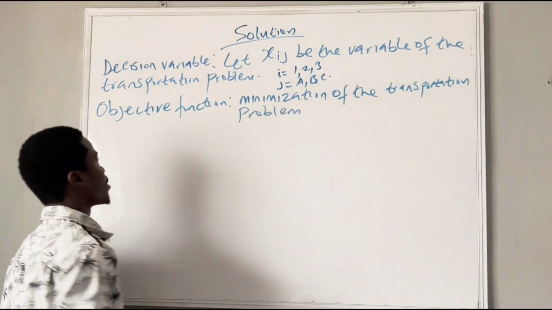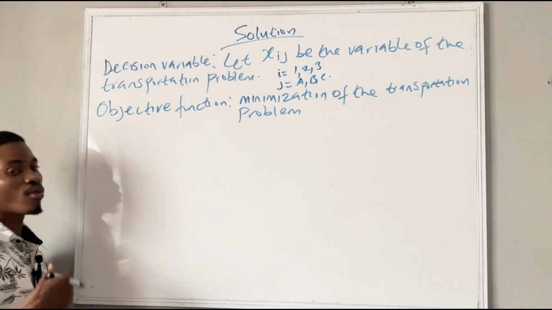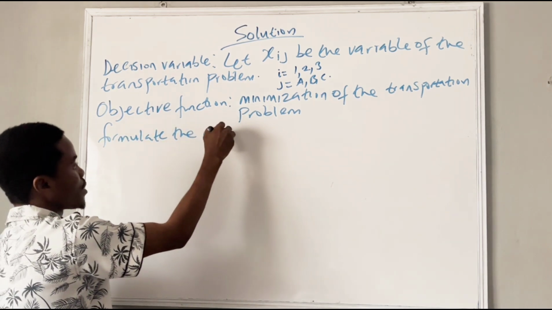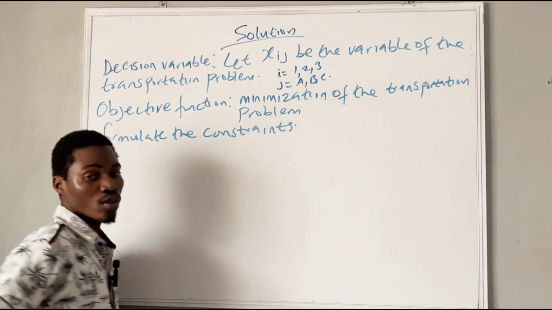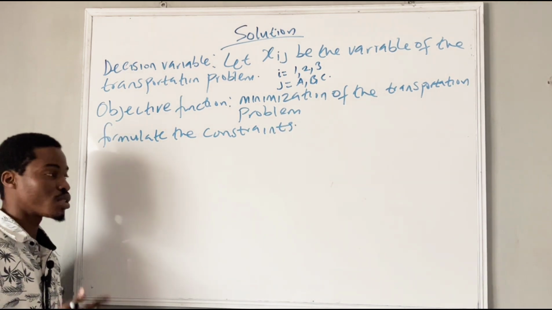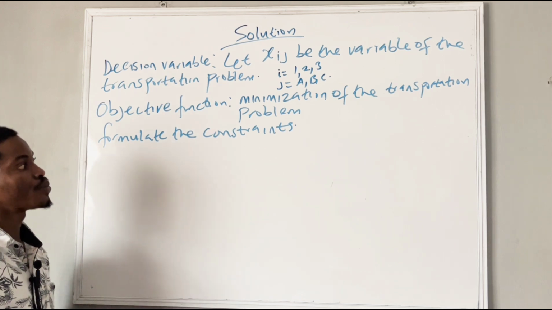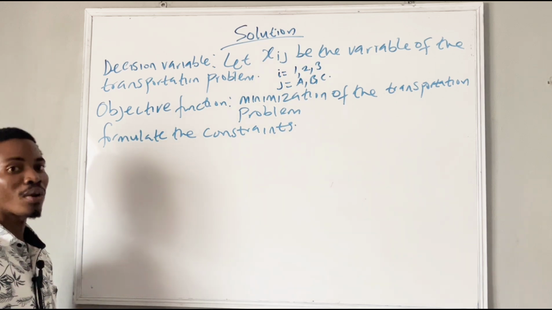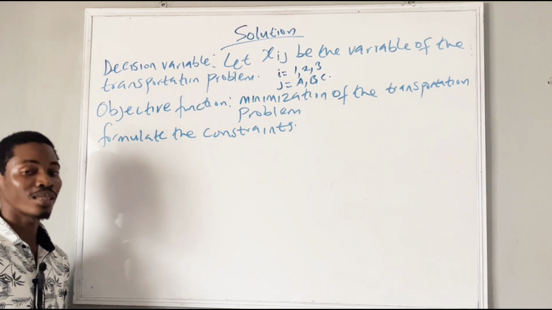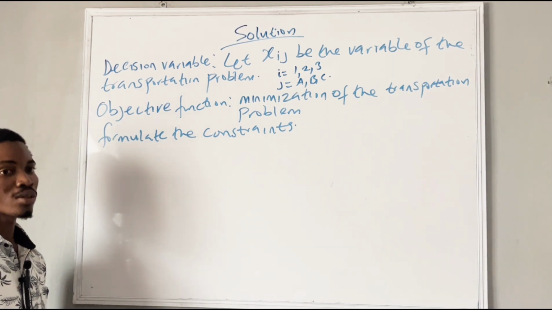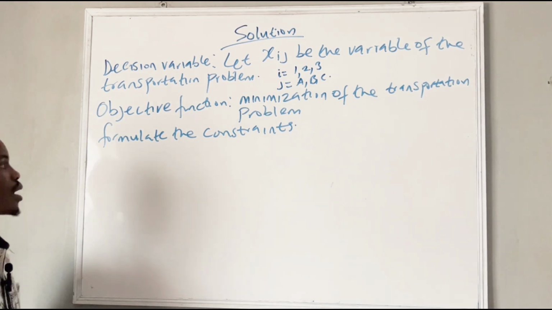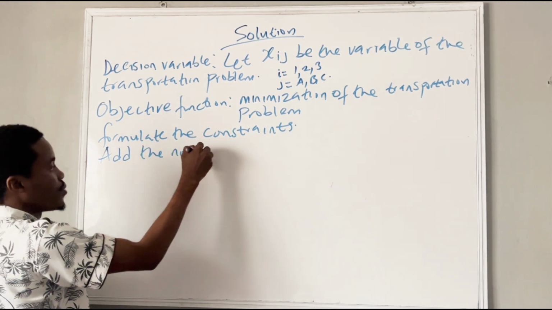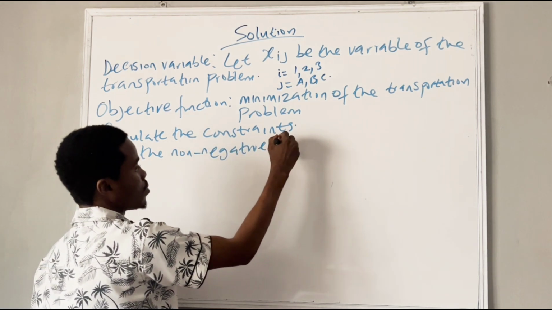After our objective function, what is next is to formulate the constraints, that is the set of linear inequalities or equalities. If you look at this transportation problem, our linear constraint is not an inequality, because the supply and demand are the same, so it is a balanced problem. So our constraint is equality, to be equal to. After we formulate the constraints, we add the non-negativity constraint.